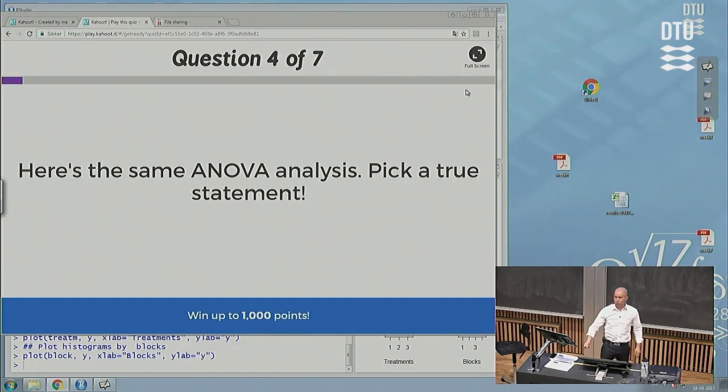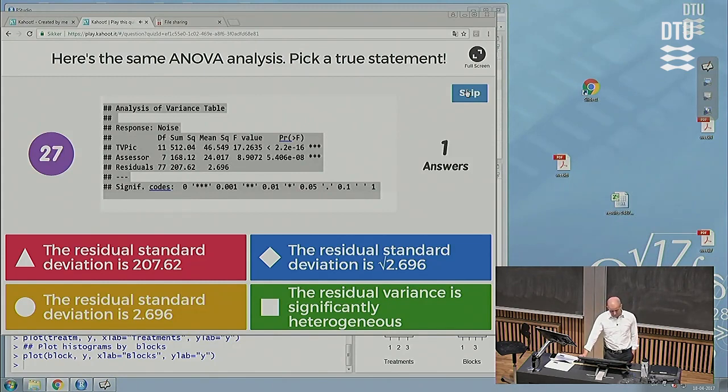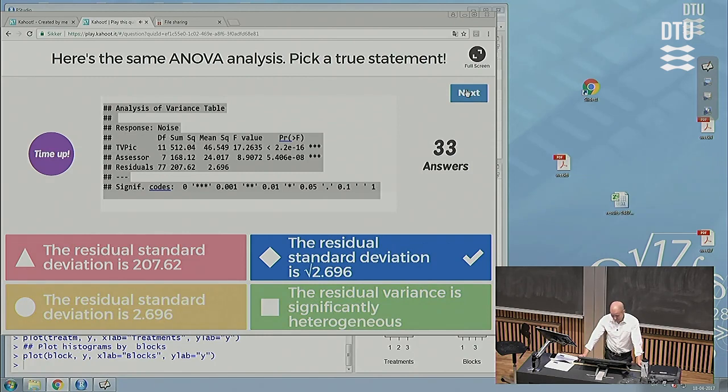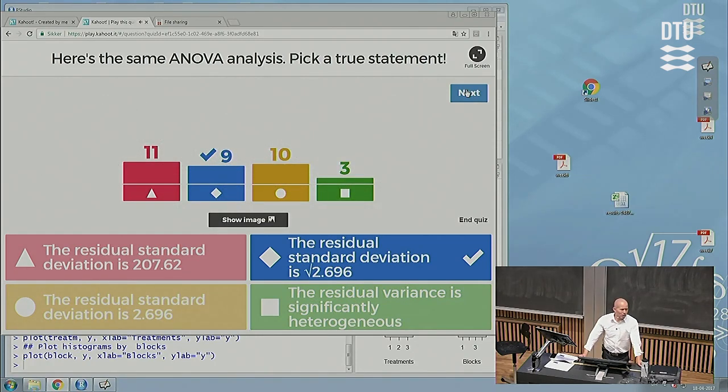Let's do one more, and then we do a break. Pick another true statement. That's difficult. I'm pushing you a little bit here because I use some standard terminology that you didn't really have the chance to practice a lot. So it's fair enough. And also the root sign there is not so visible.